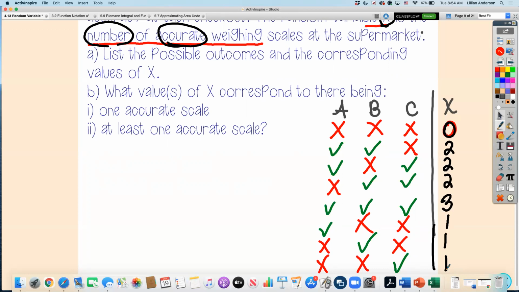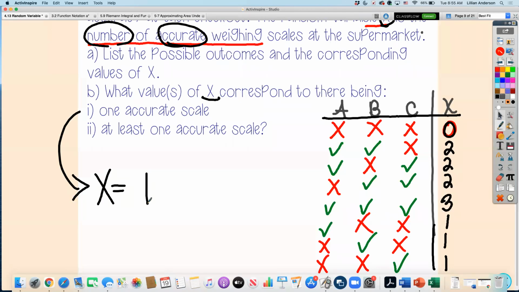These are all the different outcomes that could happen if that inspector goes and checks these weighing scales. All of them could work, all of them could not work, 2 could work, 1 of them could work. These are all the different outcomes and the corresponding values to represent our random variable X, which is the number of accurate weighing scales. But now that we have this table, we can see what value or values of X correspond to there being 1 accurate scale. To represent 1 accurate scale, X would have to equal 1.